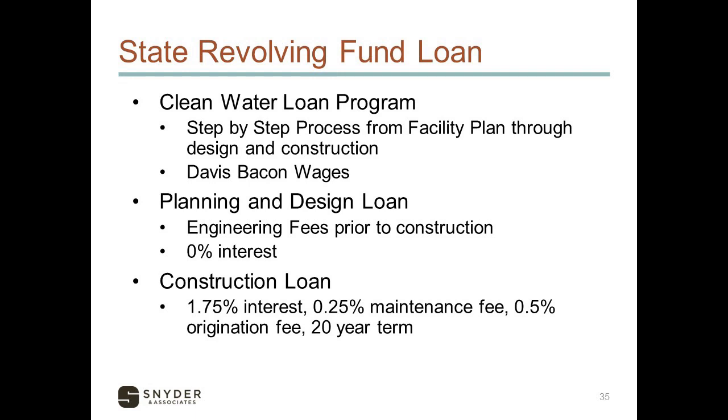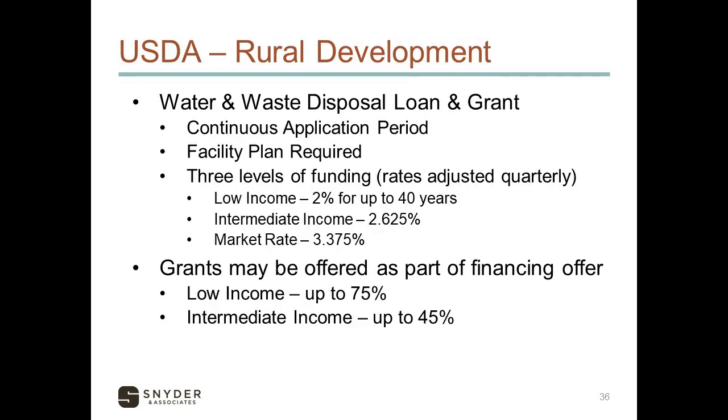The construction loan offered through the SRF program is at 1.75% interest with a 0.25% maintenance fee, 0.5% origination fee, and a 20-year term. There's also some funding available through USDA Rural Development.